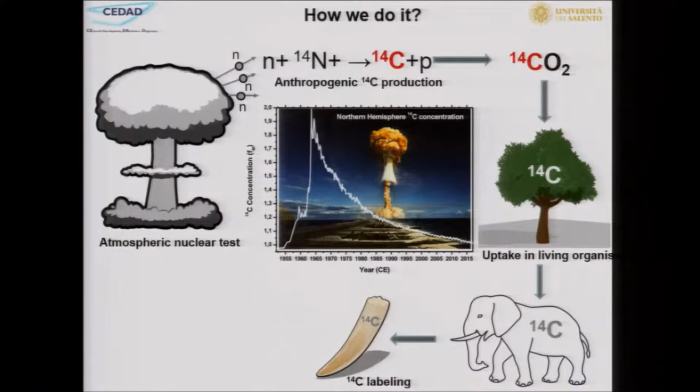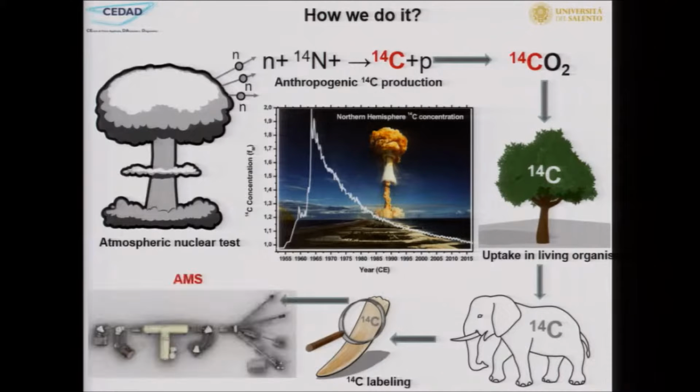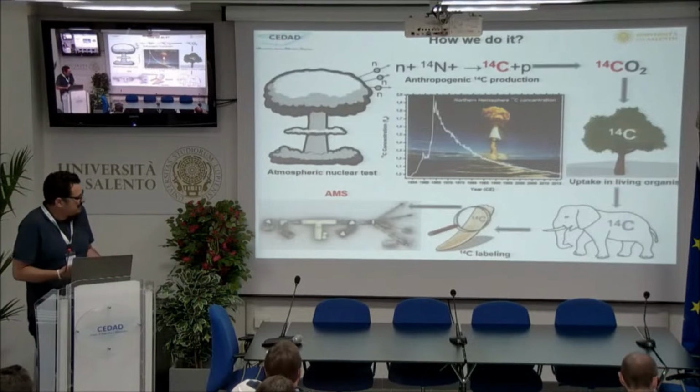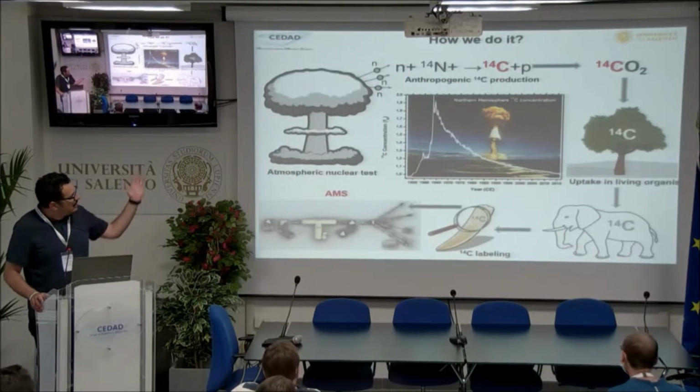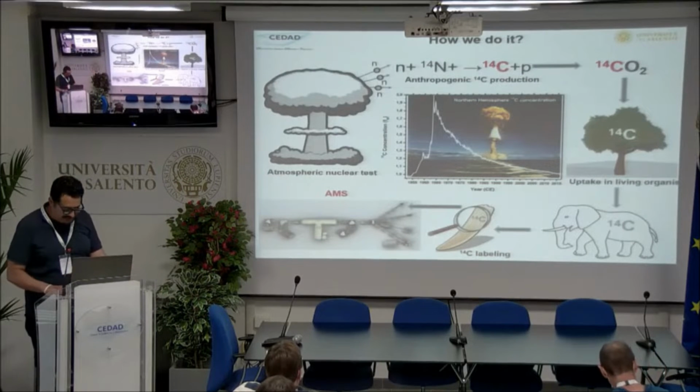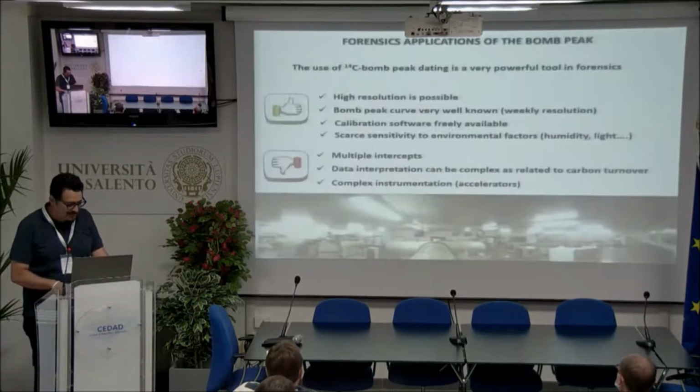If you take a tusk from this elephant, you will have a C14-labeled sample, meaning that the C14 which was produced at ground level is found in this animal. Of course, you then need quite a complex instrument to detect this C14 and measure its concentration. But this is the way we use this effect to date very recent samples.